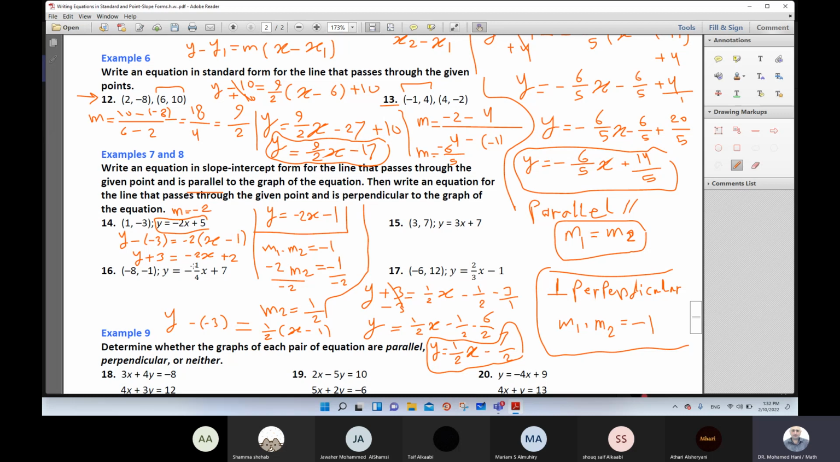Who has any question about this idea? Is it clear for all? Okay. I want all of you to try to solve number 15. Use the same steps here. At first, write the equation of the line that is parallel with this line, then the one that is perpendicular. Start, please.